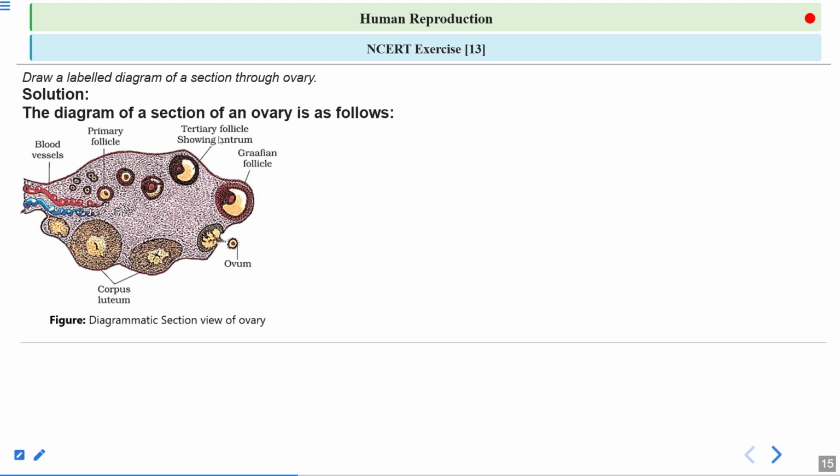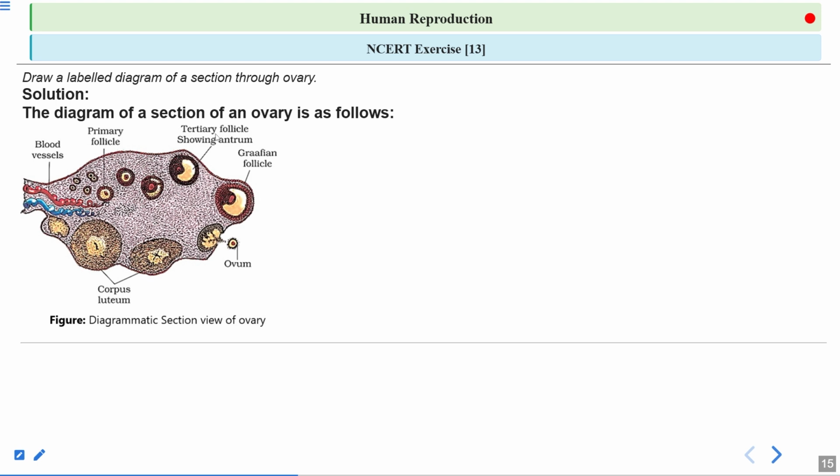The tertiary follicle consists of this antrum. This is a characteristic feature of the tertiary follicle. It consists of a fluid-filled cavity known as the antrum. This tertiary follicle also consists of the primary oocyte. Within this tertiary follicle, there is a primary oocyte. Now remember this: at this stage, when it is present within the tertiary follicle, the primary oocyte will divide to form the secondary oocyte.